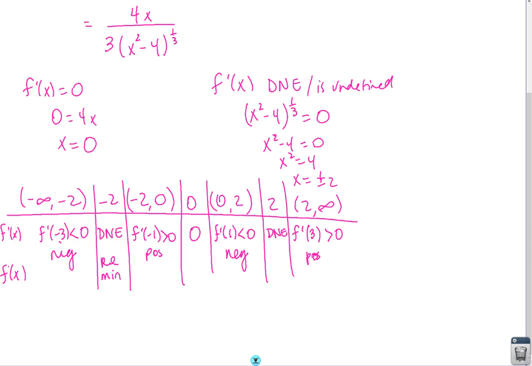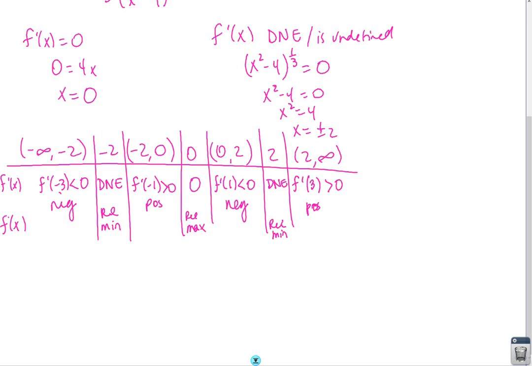Okay, my derivative changes from positive to negative here. So that means this is a relative maximum on my function. And then it changed from negative to positive over here, so this is another relative minimum. So I have two relative minimums and one relative maximum. Again, that's allowed. Nothing wrong with that. But oh shoot, I have to know where. I need to know my coordinates.